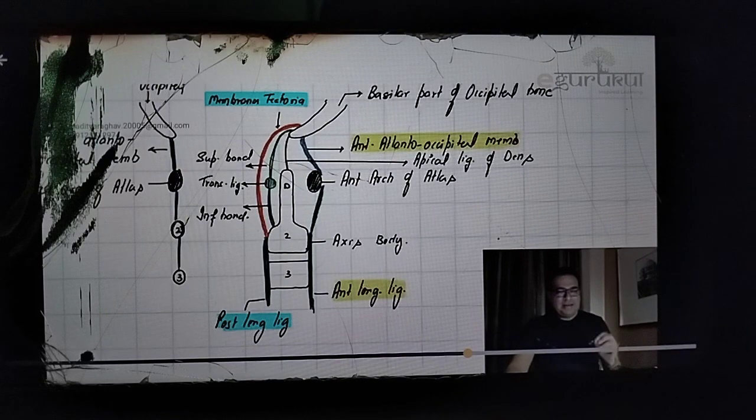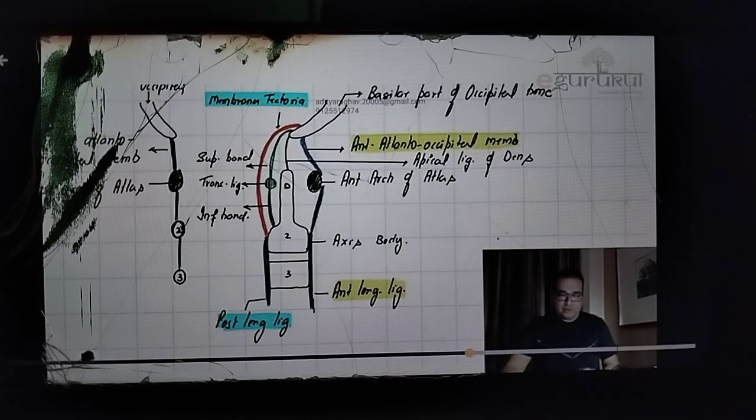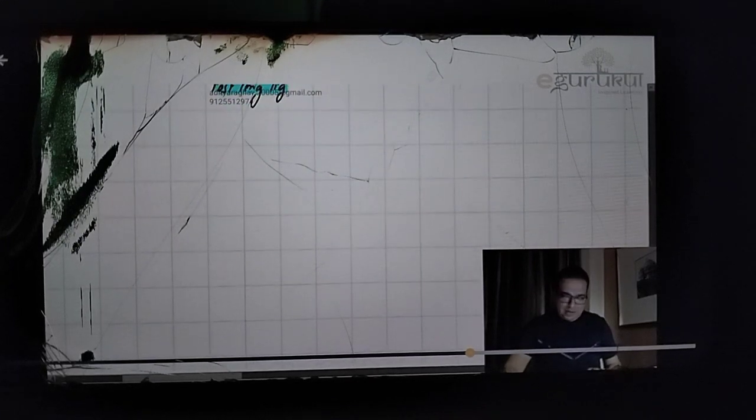But one more ligament I need to add, which I cannot show you in this image. It can be seen when you view it from the posterior side, by cutting the posterior arch of the atlas. If you're done with this diagram, take one last shot of the diagram, nothing much in there.